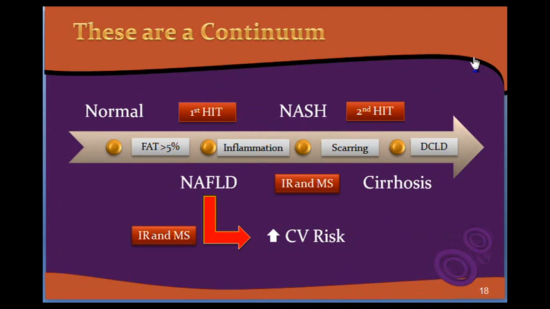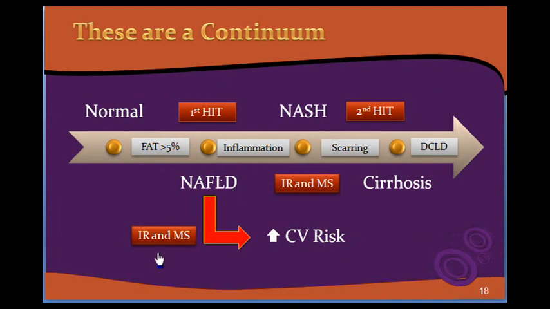Let us understand that the normal liver, NAFLD, NASH, and the progression to cirrhosis are not different diseases. They are one and the same. These are a continuum. So, the normal liver weighs around 1200 to 1400 grams. If the amount of fat in the liver is more than 5% of its weight, then NAFLD sets in, and that is the first hit: deposition of fat in the liver, steatosis, also called NAFLD.